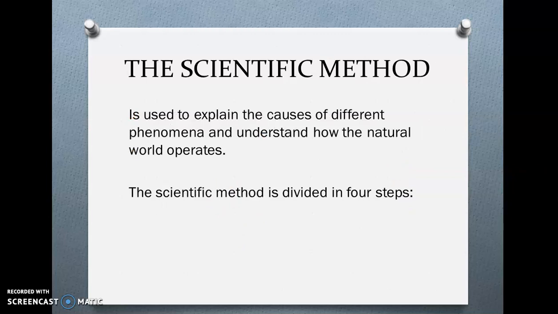Let's start with the first topic, the scientific method. What is this used for? It's very simple. We are going to use it to explain the causes of different phenomena. Guys, remember, phenomena is the plural form of phenomenon, and understand how the natural world operates. So the scientific method is divided in 4 steps. So let's see what those steps are.